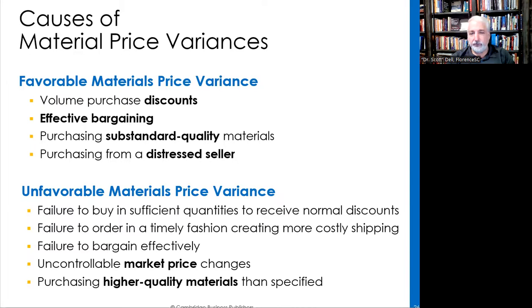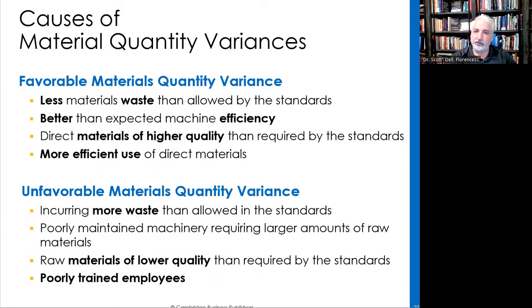On the other hand, unfavorable: we weren't able to get enough quantities to get the volume discounts, or there was a timing issue and we had to pay extra shipping to get it here faster. Maybe we didn't bargain well, or the market price changed beyond our control, and that was unfavorable. The cost of oil, plastic, copper, lithium, whatever materials we're using. Or we're purchasing higher quality materials than specified. So we may be getting a higher level of quality, but the price that goes with that is a higher cost.